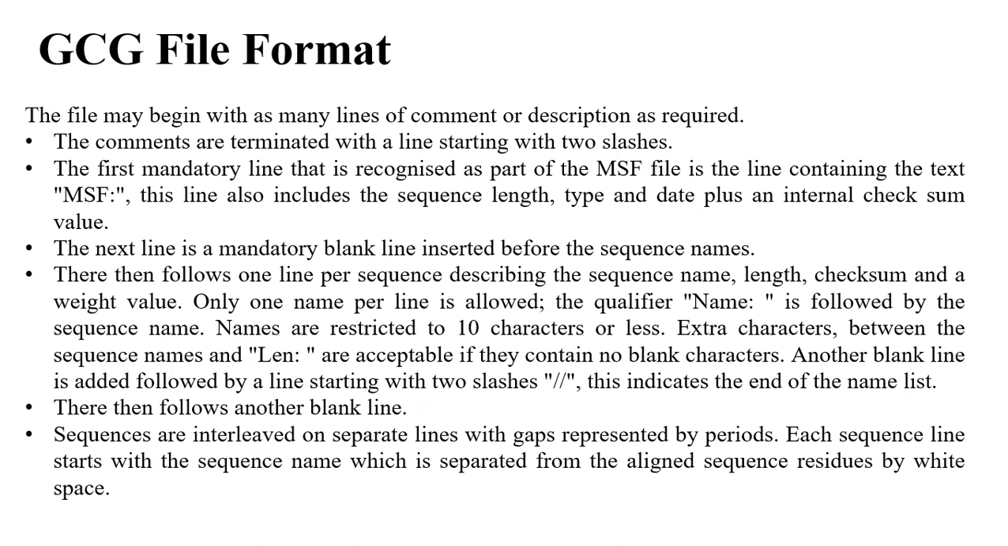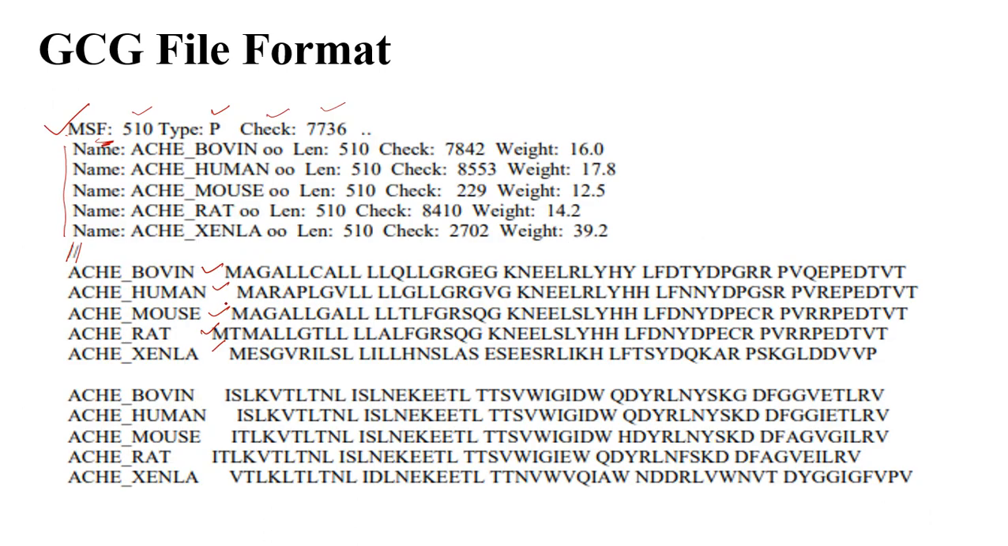Sequences are interleaved on separate lines with gaps represented by periods. Means see, there is one gap space. You can see here this is not properly aligned. It is like this, not in a proper alignment. If I draw a line, some of the data is going to the right or left.